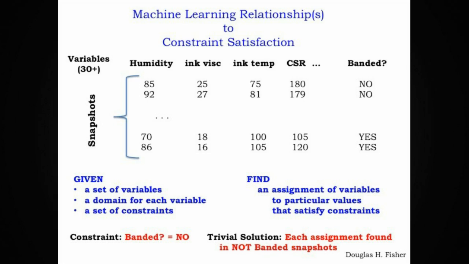The machine learning system is given a constraint, banded equals no. What you want to find in a constraint satisfaction problem is an assignment of the variables to particular values that satisfy the constraints. Given the constraint satisfaction problem as defined here, the solution is trivial. You can take a look at each assignment found in a not banded snapshot, and that would be a legitimate assignment of values that would correspond to the constraint that we wanted to enforce.